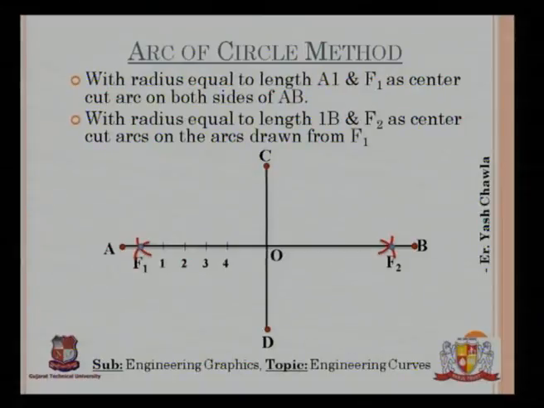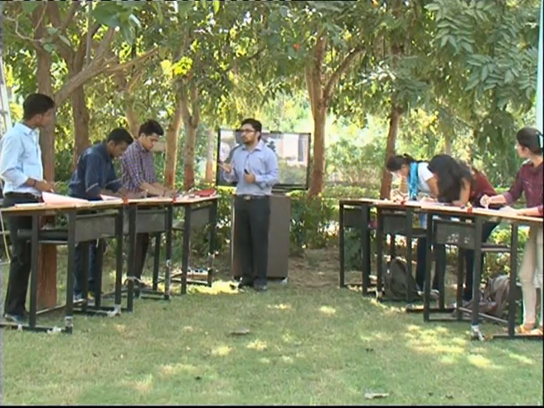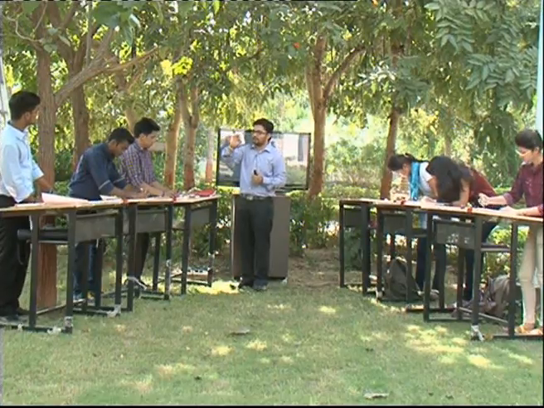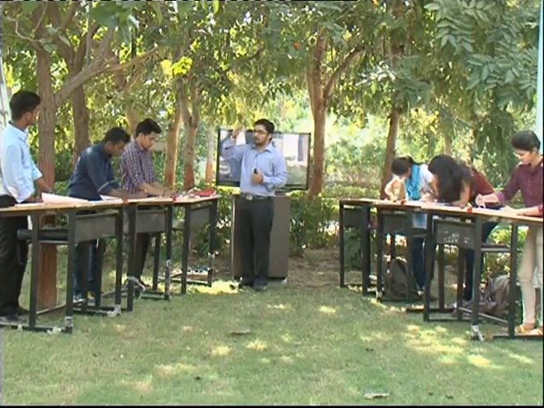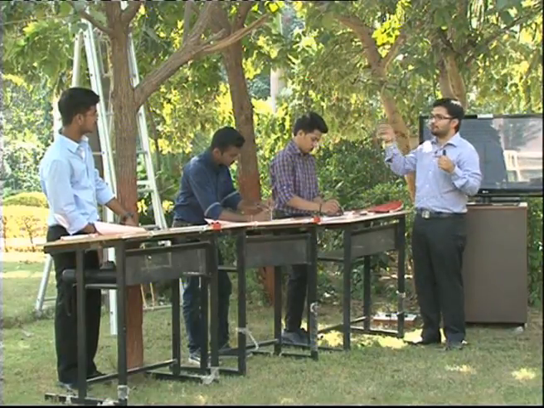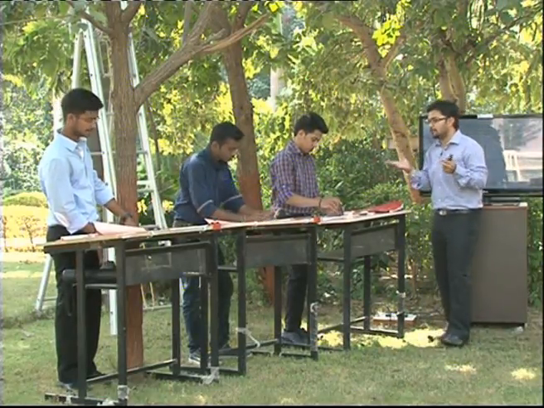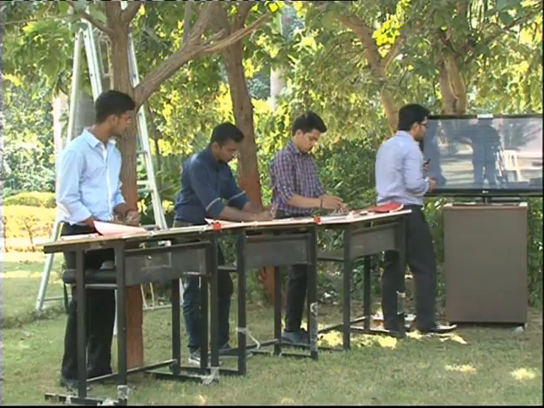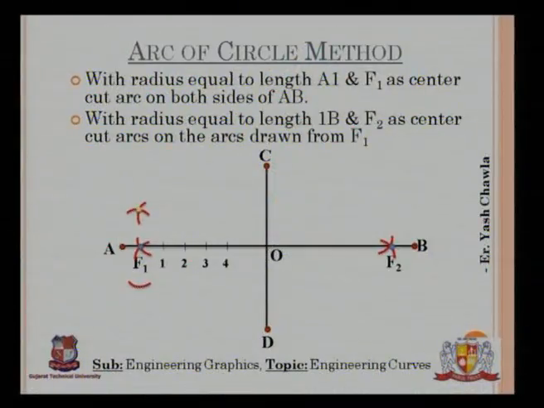Now why is this being done? Because we know that for any point, the total distance from F1 and F2 will be constant, right? So I am also showing it on screen. Now we have to repeat the same. Now we can mark it P1 and P1 dash.